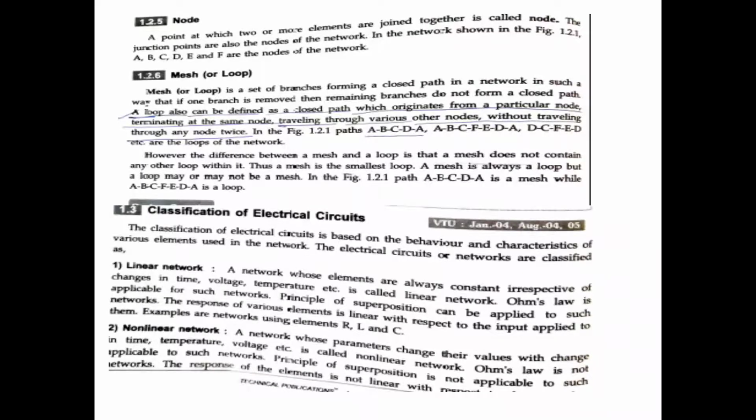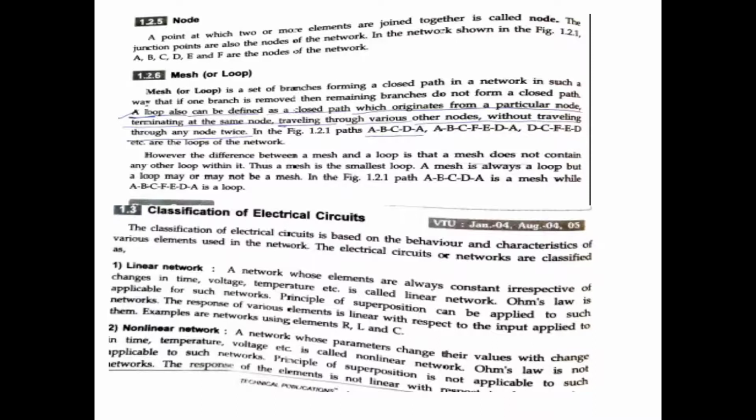Here are some important definitions, the classification of electrical circuits. Sometimes it is asked in the examination, even in January 2004 and August 2004, for 5 marks. Here: linear network, non-linear network. First linear, I will explain linear. The network whose elements are always constant irrespective of changes with time, voltage, temperature, etc. is called a linear network.